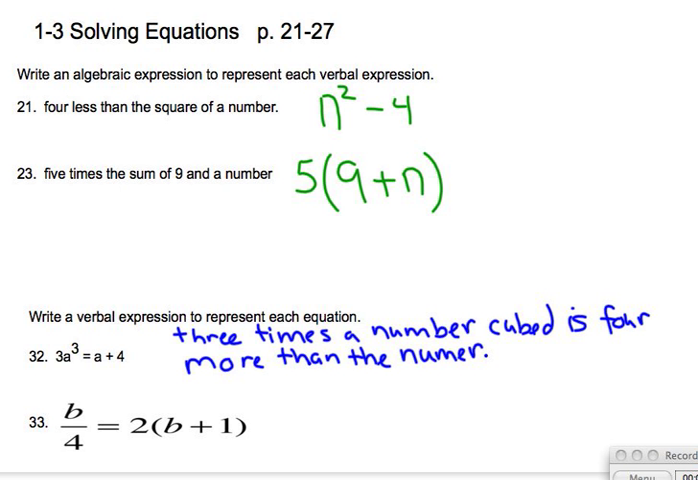You have to make sure you say "the number." You can't just say "a number" because you have to say that it's the same number. So that's why we say 4 more than the number.